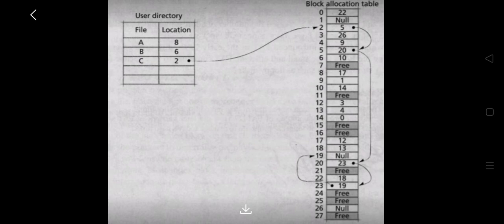Now if we observe the screen, we can see that C points to the block allocation table at index number 2. From index number 2 we have to go to index number 5, or block number 5 you can say. From block number 5 we have to go to index number 20. On reaching index number 20, we see that we have to go to index number 23. Now based on this table, let's see what the memory looks like.